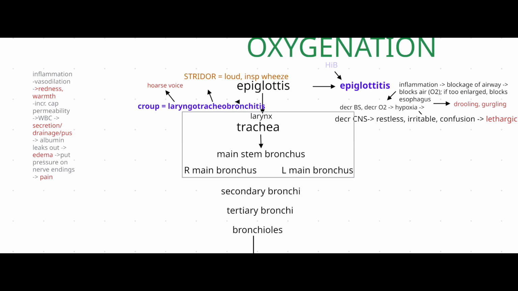So the laryngitis is causing the hoarse voice. The tracheitis is causing the stridor, right? Now, while we're on that topic, what about if there's anaphylaxis?